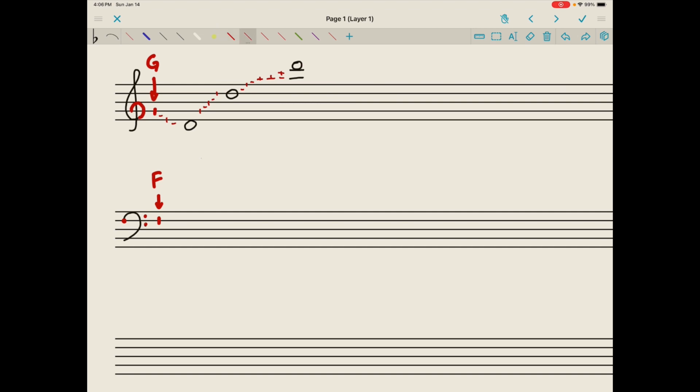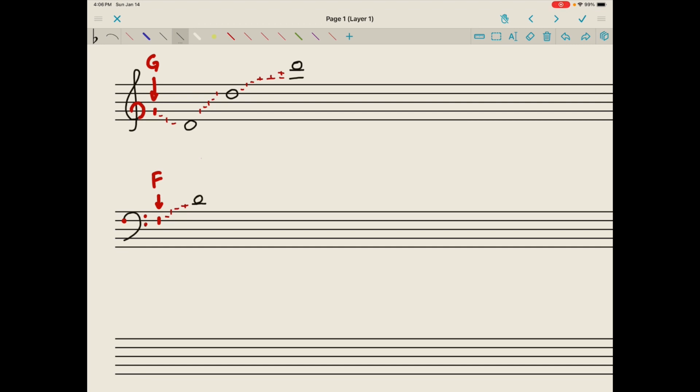So with the bass clef, let's begin by going up. We're going to find a higher D, F, G, A, B. Our first ledger line note would be C, and then we're there. We're on a D.